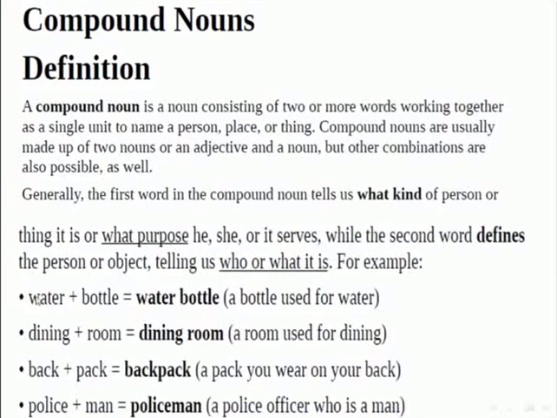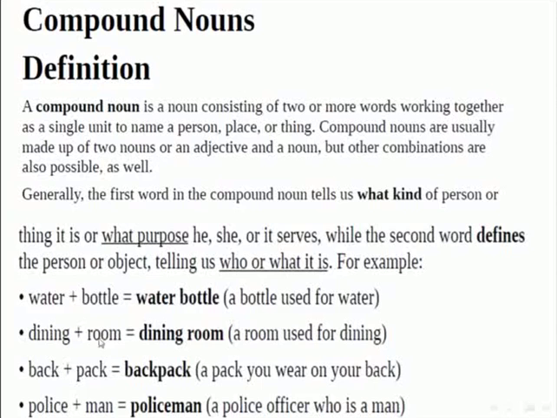For example, water and bottle. The first word is important. It's for water. Water bottle. It means it's for water, and it is a bottle actually. A bottle used for water. So the first word tells us the kind, and the second word tells us what it is, right? Or what he is, and so on. Water bottle. A bottle used for water.